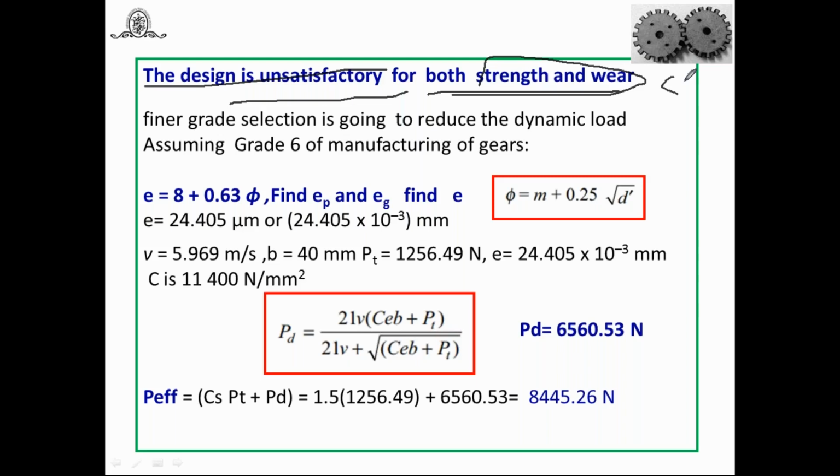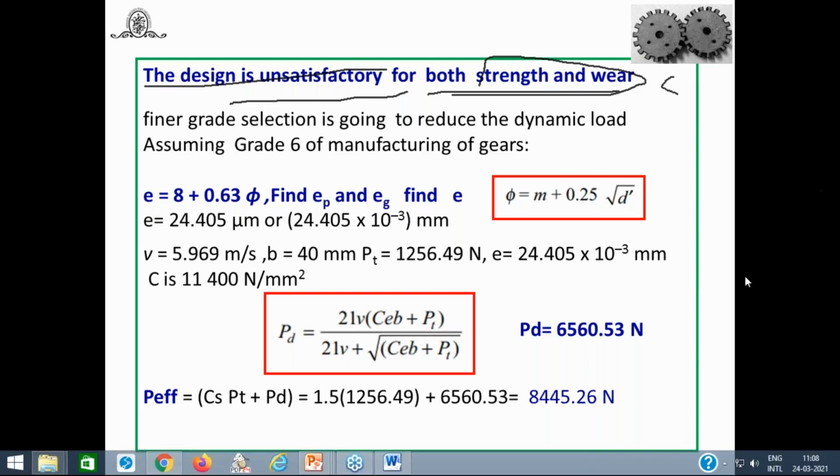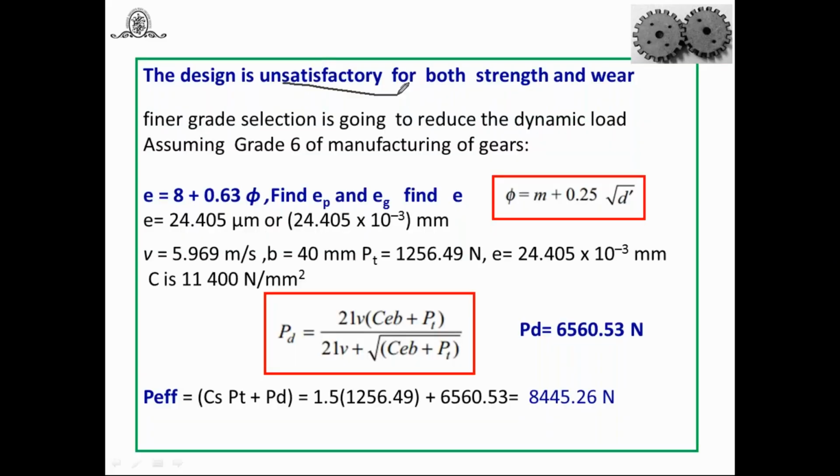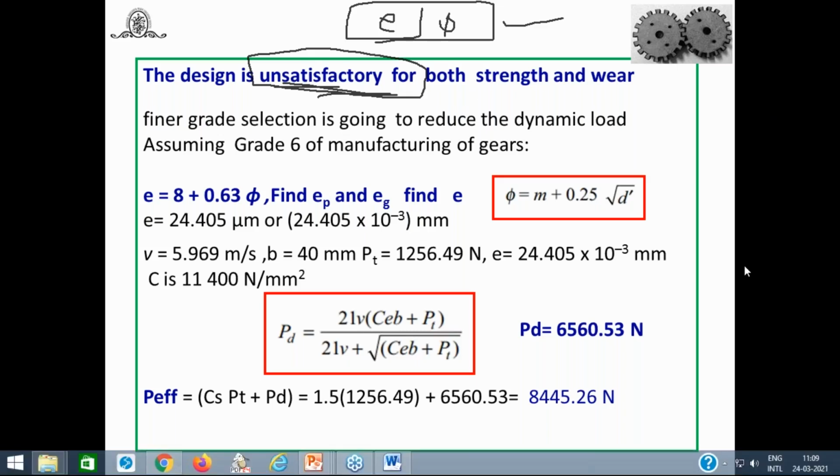Make your comment on how to make the design satisfactory. Here in this case, we have considered grade 8 for the manufacturing of the gears. And by using the E equation and the pi equation for grade 8, we have calculated the error. But to avoid this unsatisfactory design or failure of the gears against beam strength and wear strength or pitting failure, what to do to have a satisfactory design?